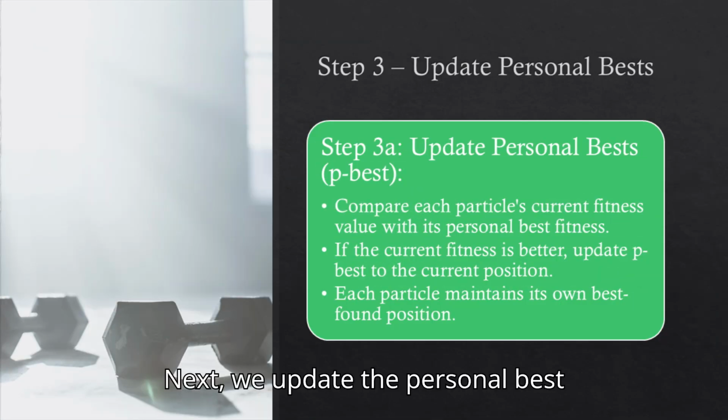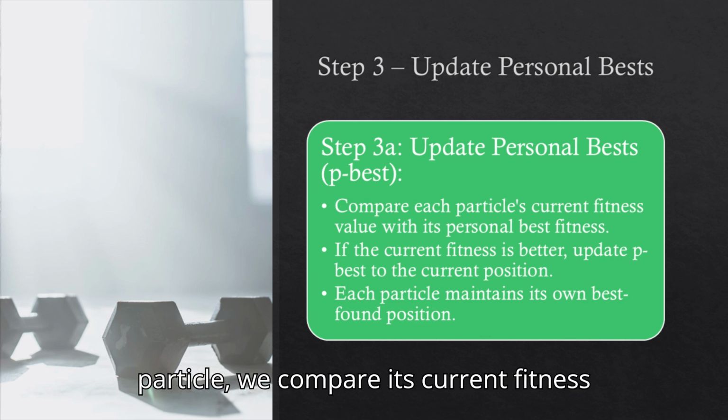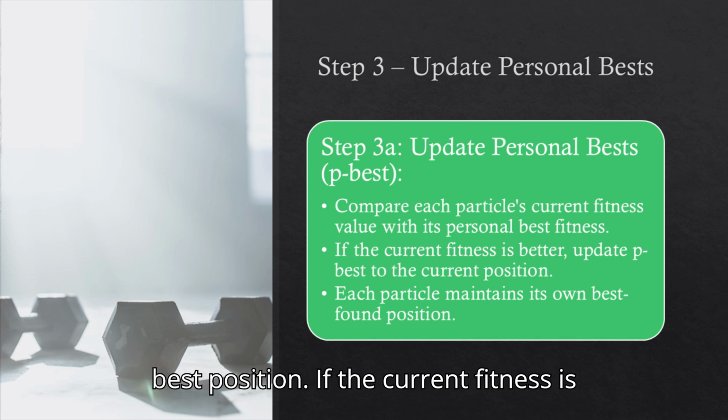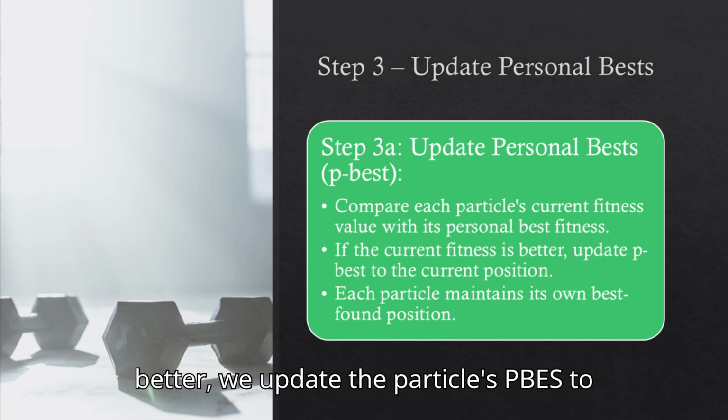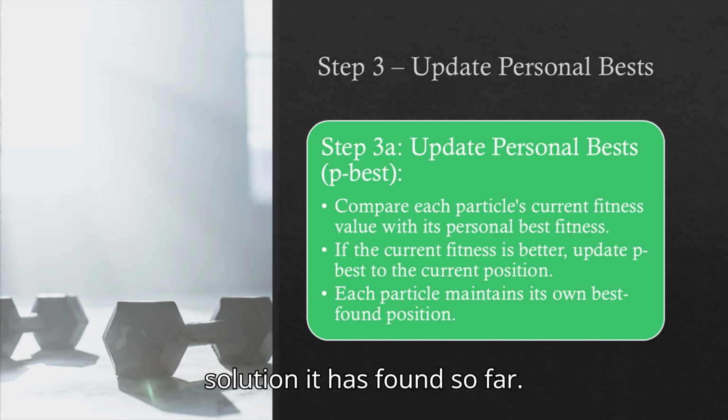Next, we update the personal best positions, or PBests. For each particle, we compare its current fitness value with the fitness of its personal best position. If the current fitness is better, we update the particle's PBest to its current position. This ensures that each particle keeps track of the best solution it has found so far.